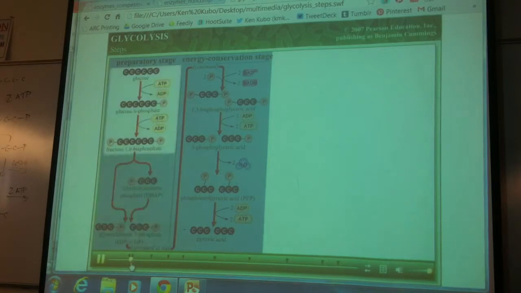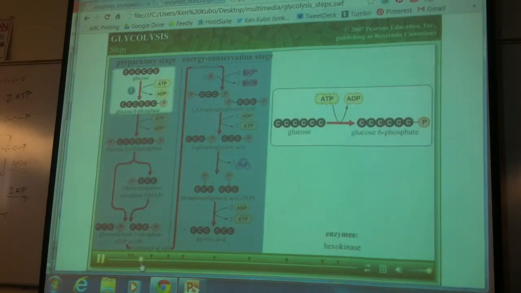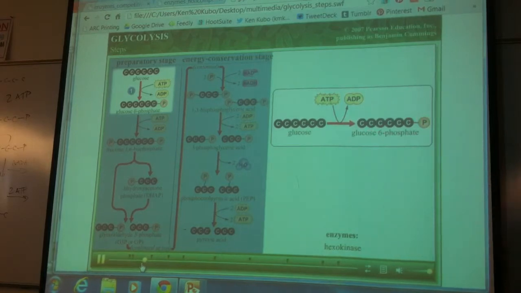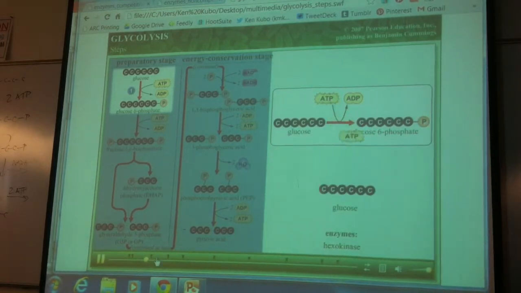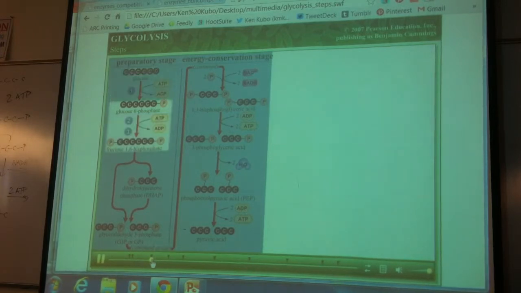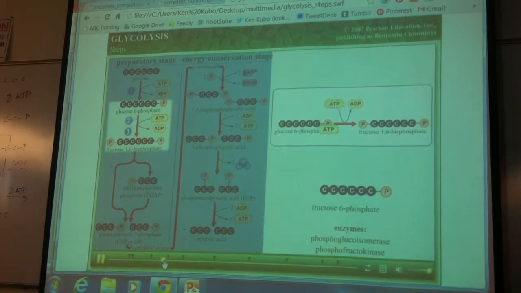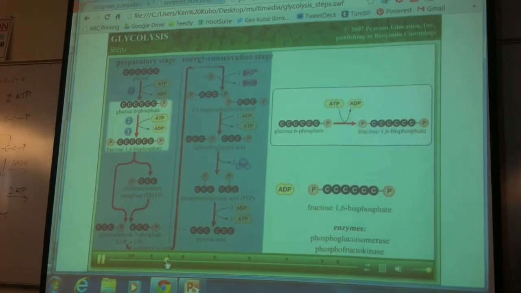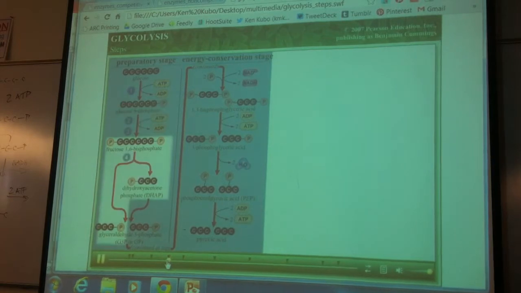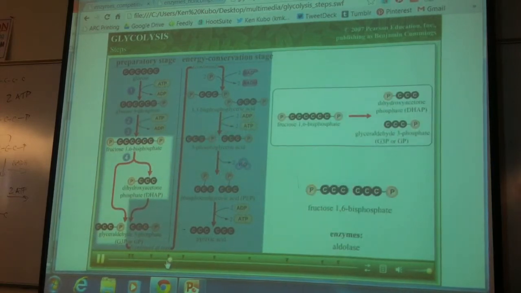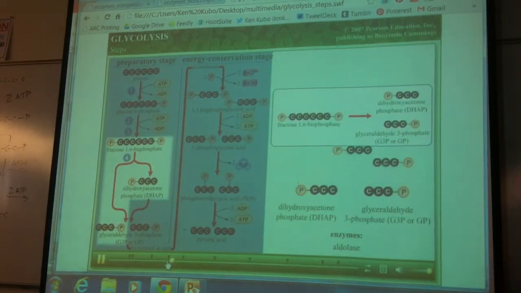Just to show you what happens in each process. So here is where we add the phosphate, and again, that takes energy. Now I'm going to speed this up because it goes kind of slow. So now we're going to add another phosphate. That's that process there. And then what happens is we're going to split that molecule in half. So that's that process right there.